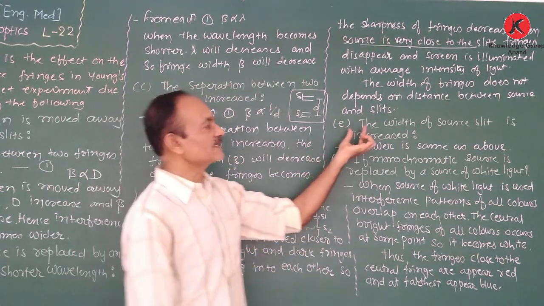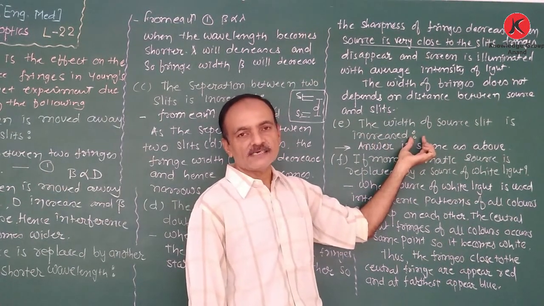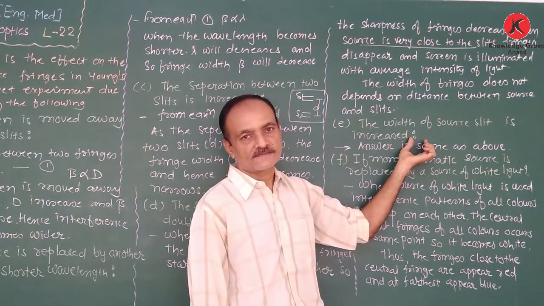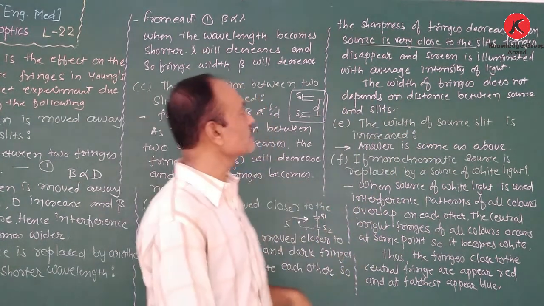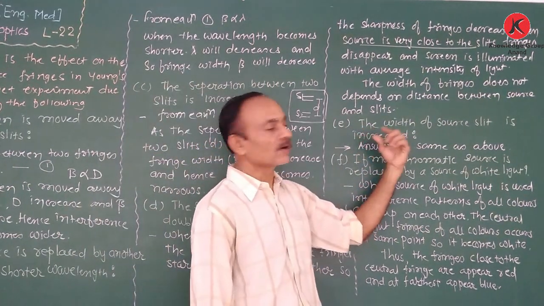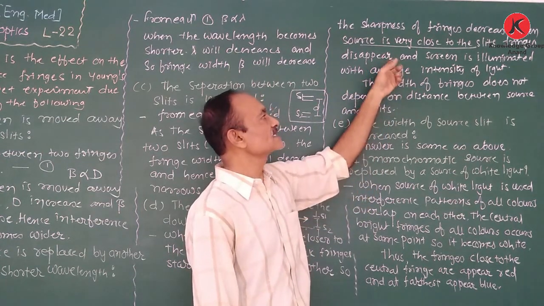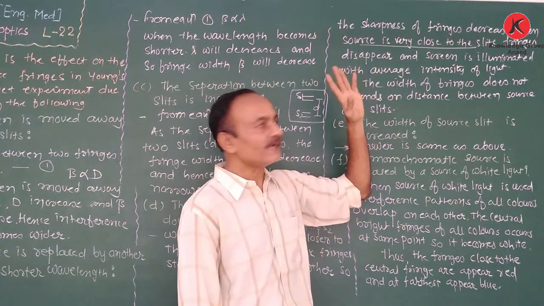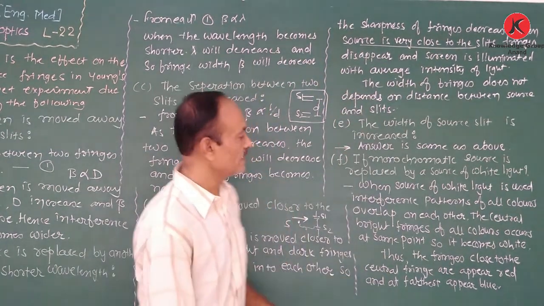Again, when the width of the source slit is increased, the fringes are merging into each other, and the sharpness of the fringes decreases. And when the width of the source is quite large, at that time the fringes disappear and the screen is illuminated with the average intensity of incident light.